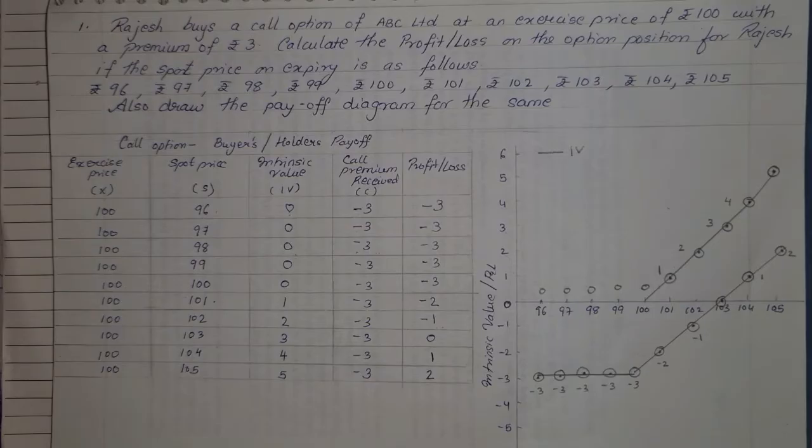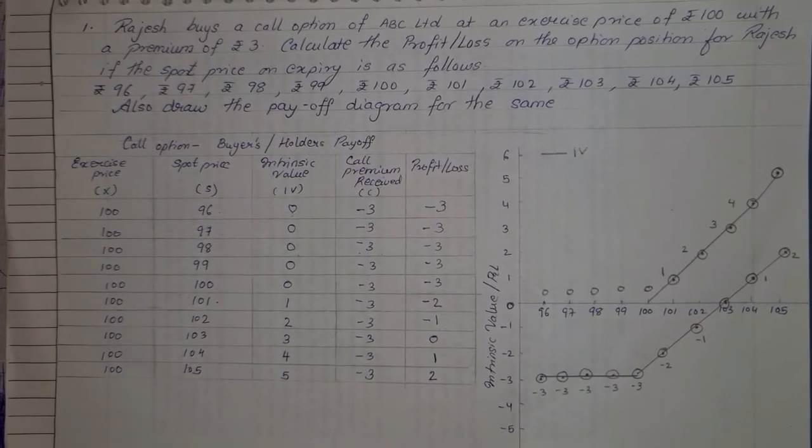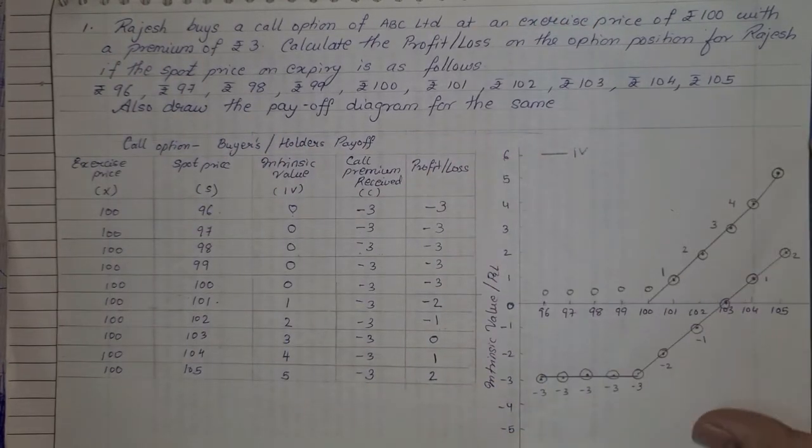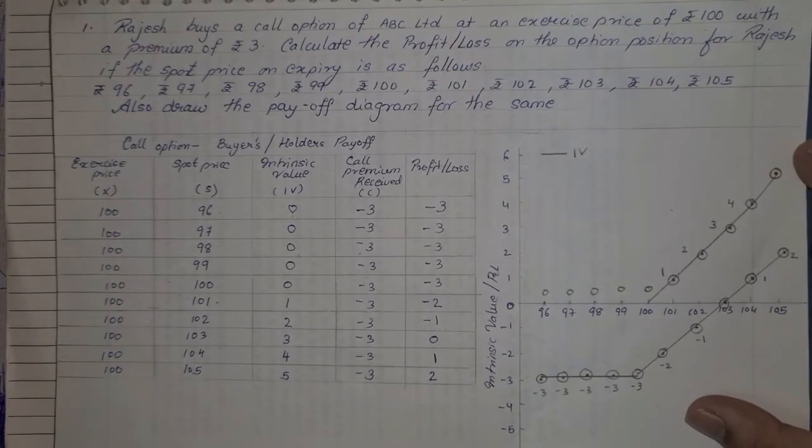So this is how we have to solve the sum which is based on call option where you have the buyer's or holder's payoff. This is the tabular representation of the answer, and this is your diagrammatical representation of the answer. Okay, I hope everyone has understood. This is the very first sum which is based on call option where you have buyer's payoff.